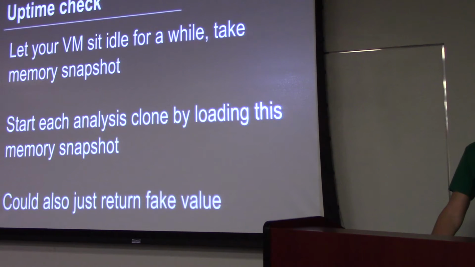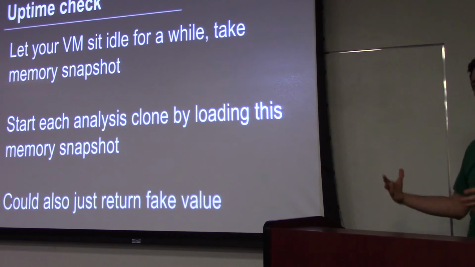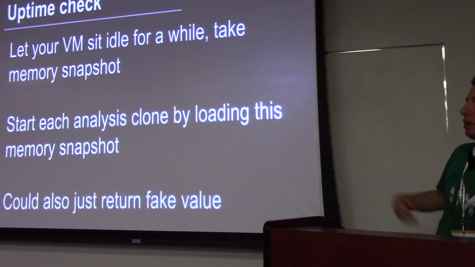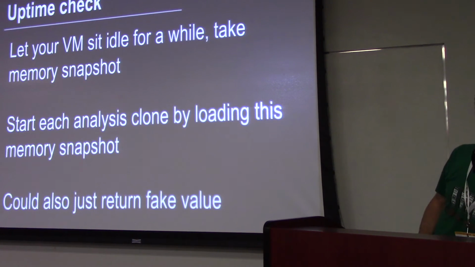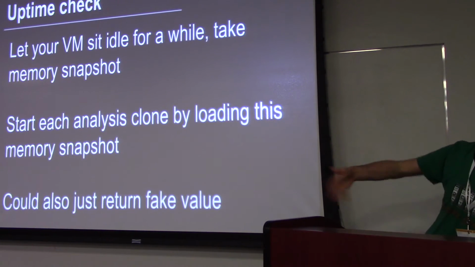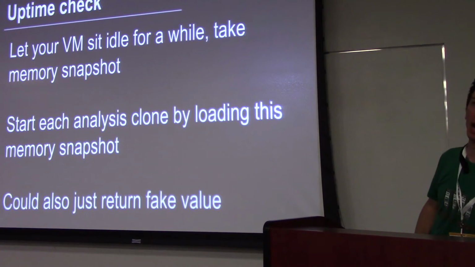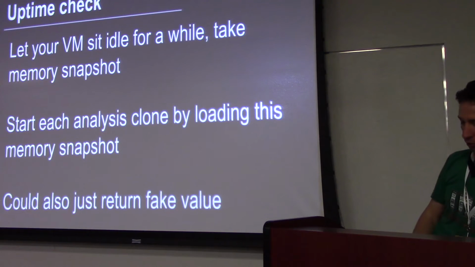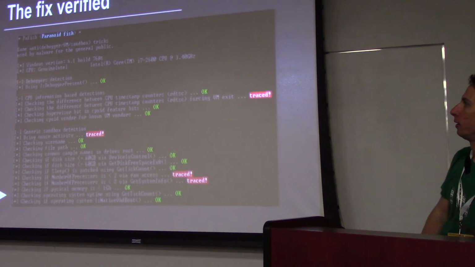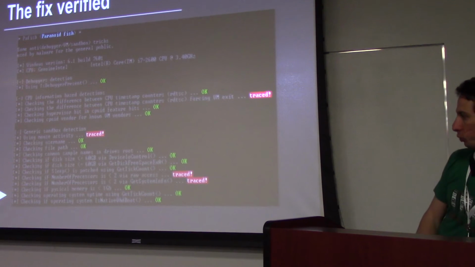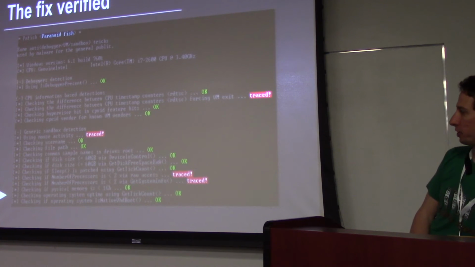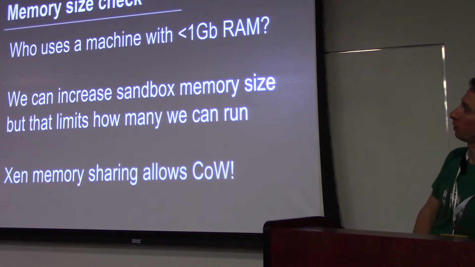Create a memory snapshot of the virtual machine. Actually just let it run first for a couple of hours. Create a snapshot of it, and then restore that memory snapshot every time. So if an uptime check is performed after, it will see that, oh, this machine has been running for hours, when in fact you just restored that base image from the get-go. Again, this would be fairly simple to fix.